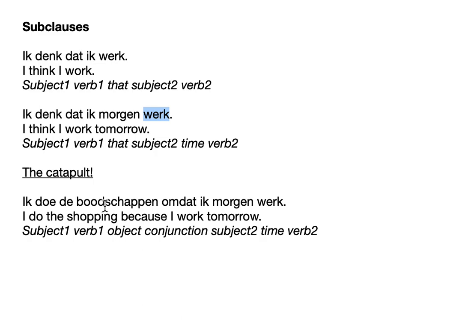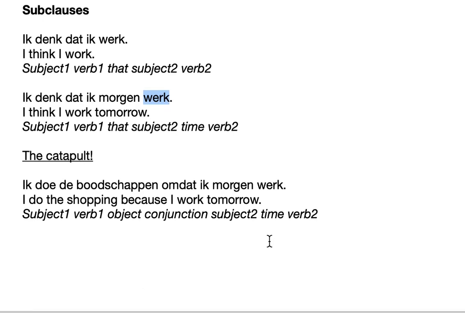Let's take another example. "Ik doe de boodschappen omdat ik morgen werk." I do the shopping, okay, do the "boodschappen", normal, because I work tomorrow. And "work" is at the end. You can actually put this "morgen" behind the "werken", but I would really not advise to do it. You would need to make a little break between the two, and I would really not do it. So that's subject 1, verb 1, object, like normal, and conjunction, subject 2, time, verb, and this is a catapult, so it throws the verb at the end.